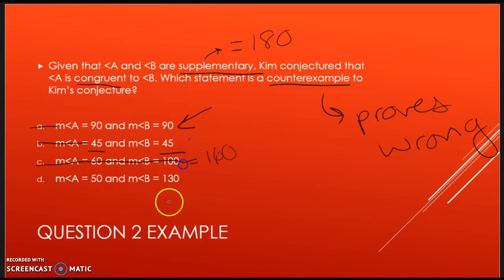So hopefully it's D. Let's see if it is. Angle A is 50. Angle B is 130. Those do, in fact, add up to 180, and they're not congruent, so that's a good counterexample. That's something where we can prove someone wrong. That's essentially what you're trying to do with a counterexample.